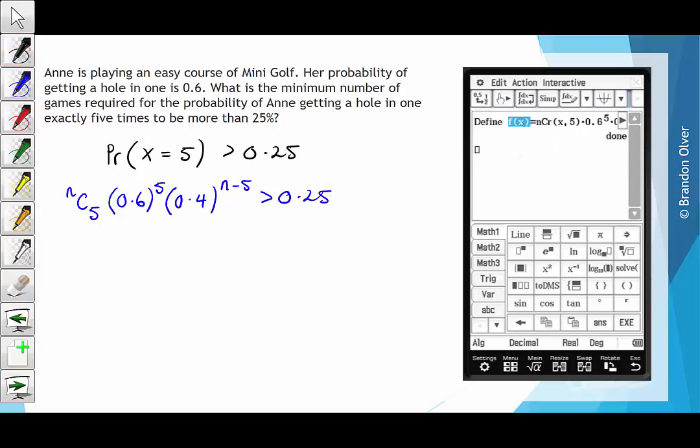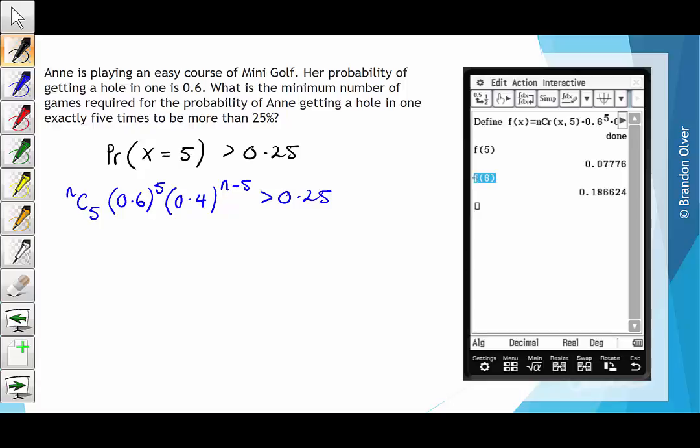And then because we have n choose 5 items, the first thing we're going to try is choose 5. Alright, so 5 games and see what the probability is. So that's only 0.077, and we want this to be greater than 0.25. So if we try again and we replace this with a 6, the probability goes up to 0.1866. And now if we continue that, we're going to keep changing this number until we get to greater than 0.25.